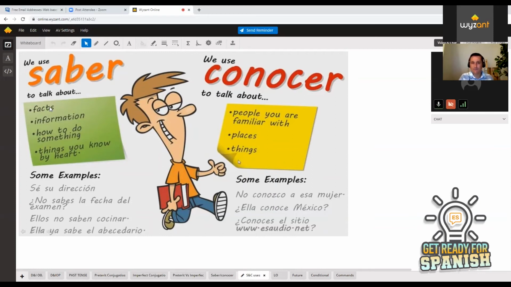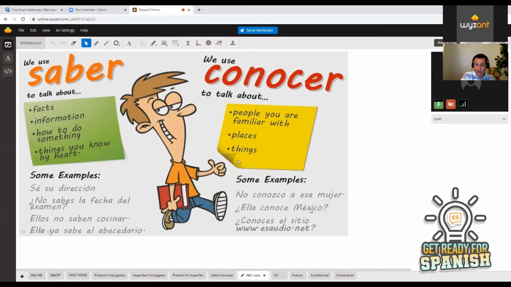It's always saber. Conocer, on the other hand, is used to talk about things that we are familiar with. It's not just that you know it, but we are familiar with that thing. It can be a person. Also, to talk about when we know places or things, it's always conocer. No conozco a esa mujer. I don't know that woman. We are not familiar with that person. We don't know who he or she is.